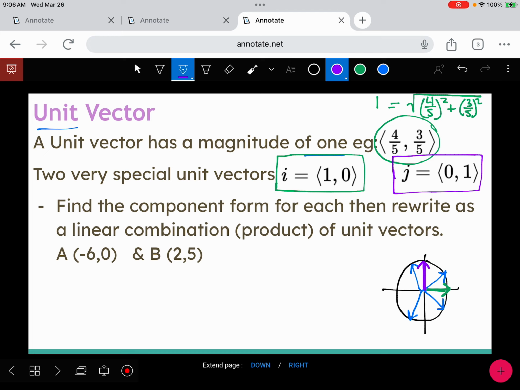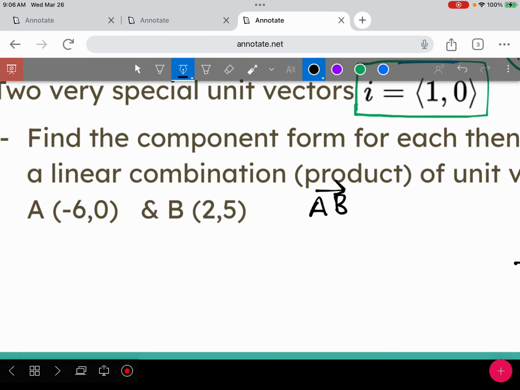So what we're going to do is find our component form for this set of points we have here. And then we're going to write our component form in kind of a weird way. I'll show you what I mean in a second. Okay, so let's start with finding the component form for this set of points here for our vector that goes from A to B, just like we did yesterday. That's when we need our change in our x's and our change in our y's so we can put it in its component form.